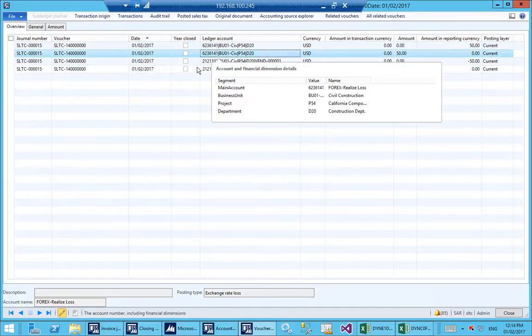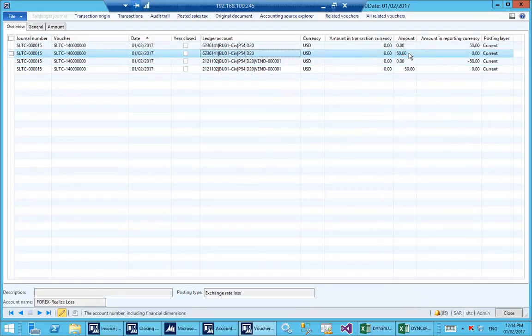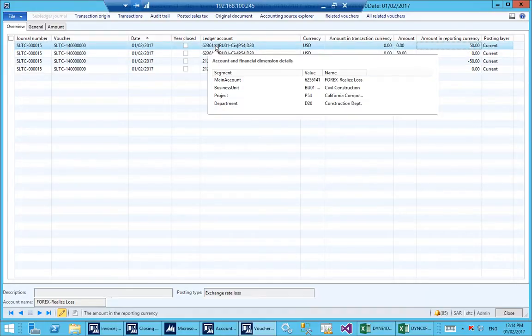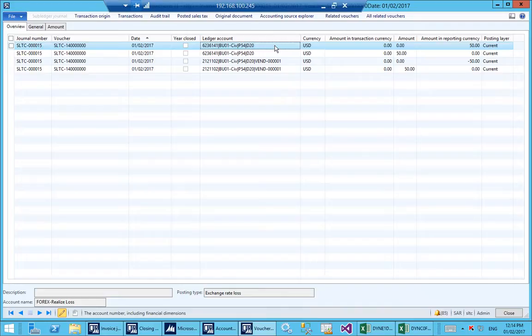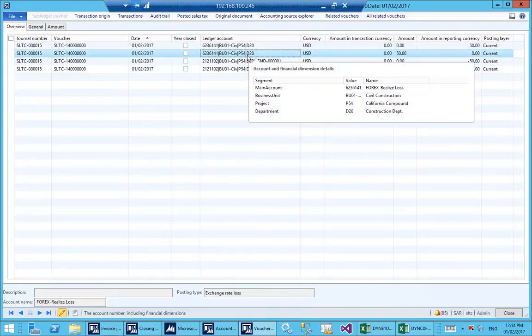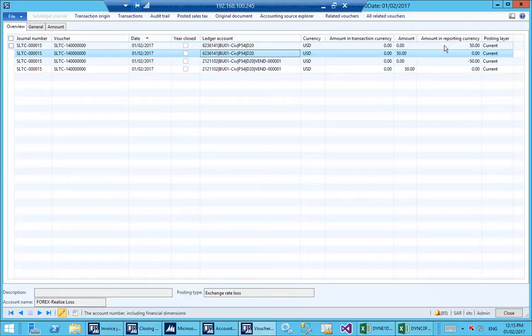Yes. Can you stay one minute? Can we examine this? Okay, so let's go one by one. Select here the ledger account, line row number 1. Yeah, so forex realized loss, civil construction, California, construction department. It is debiting the cost, crediting the cost. First line is crediting the cost. This is the second line. Same segment? Same segments. All in US dollar.